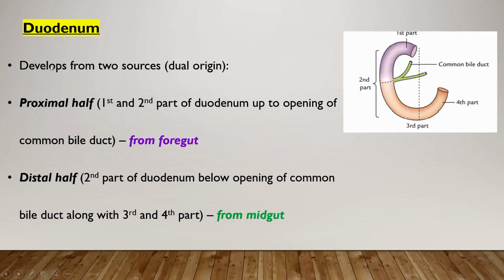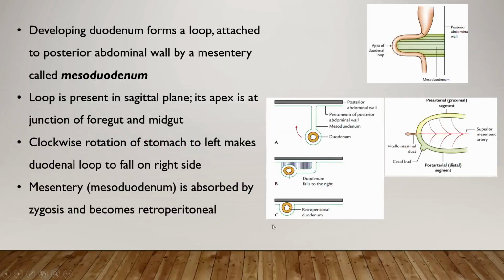Now, development of part of duodenum which is developing from the foregut. So, duodenum developed from two sources. It is having dual origin. The proximal half, that is first part, and the upper half of the second part, till the opening of the common bile duct, is developing from foregut, and the distal half, that is the lower half of the second part of the duodenum, third part and fourth part of the duodenum, they all are developing from the midgut.